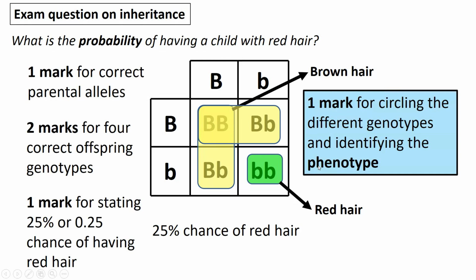And remember, for that 5 marks, 1 mark is for the parental genotypes, the parental alleles in the gametes. The other marks are for the offspring genotypes, and there are actually 2 marks available for that. The final mark is for stating the 25% chance of red hair, but actually the mark that everyone normally misses is for circling and identifying the phenotype. So make sure you don't forget to do that.